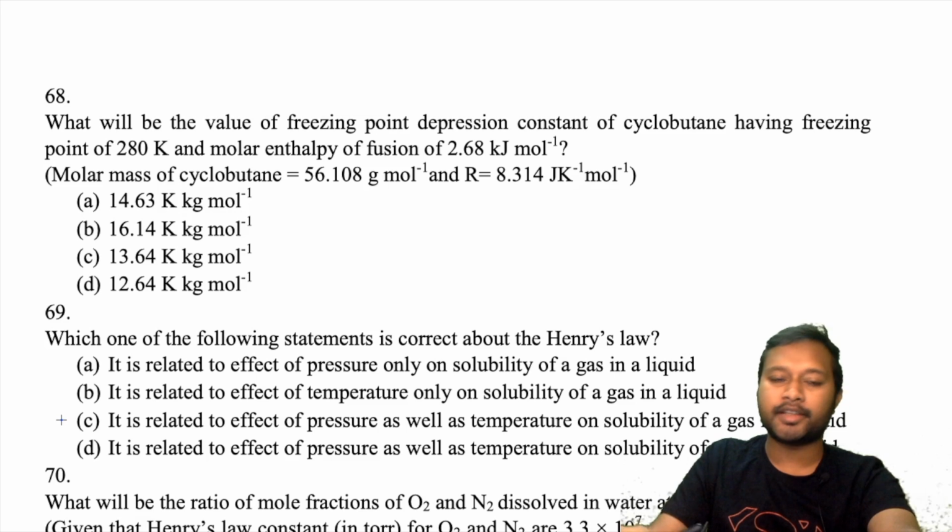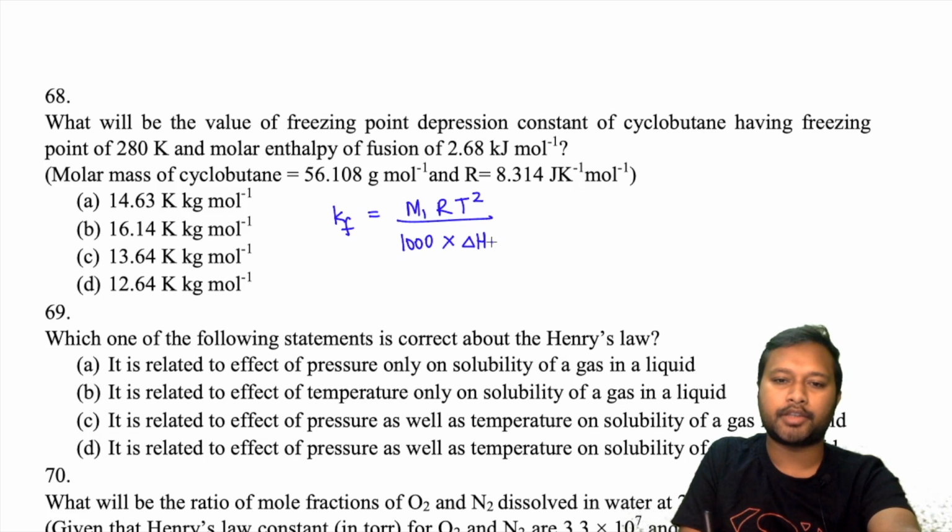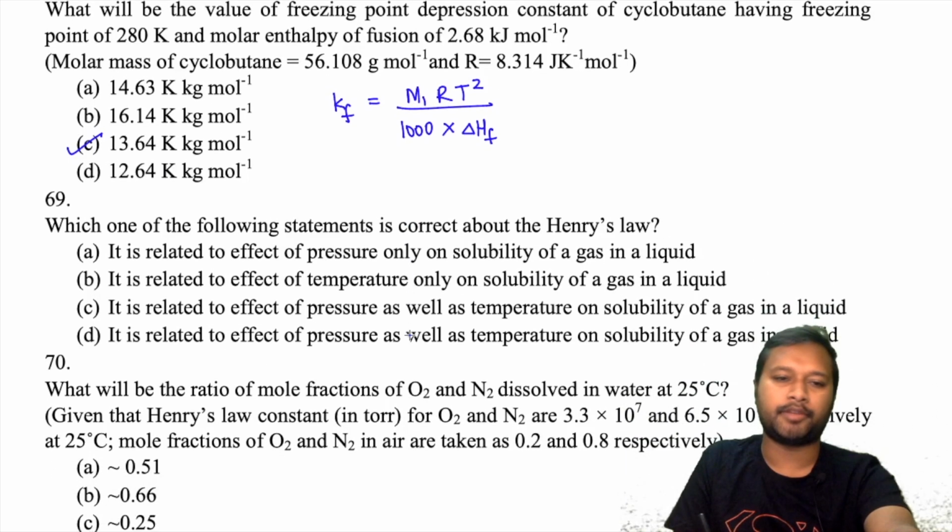Okay, the next question says that the value of freezing point depression constant for cyclobutane having freezing point of 280 Kelvin and the molar enthalpy of fusion is given to you. So how will it be done? The formula which we are going to use is Kf equals M1 R T square divided by 1000 into delta Hf. Now the things which are given to you are M1, that is the molecular mass, R is given to you, temperature is given to you as 280, 1000 will remain as it is, delta Hf is the enthalpy of fusion, and that is going to give you the value of Kf. Put everything and solve. Okay, I have done it on my calculator and that's why I know it. So the answer will be option number C. Okay, so this is how it will be done.